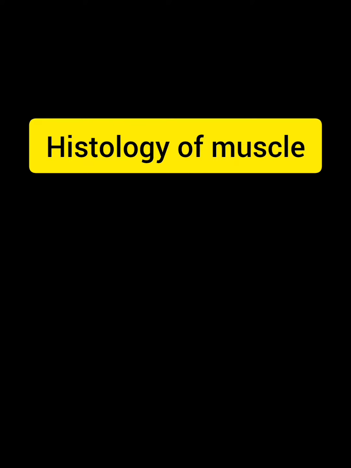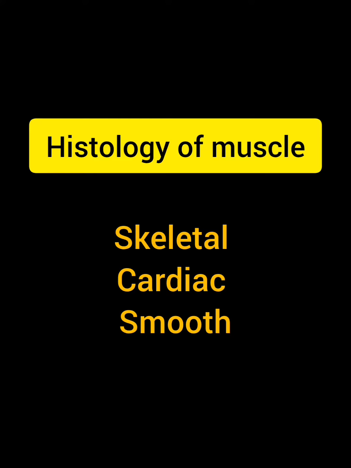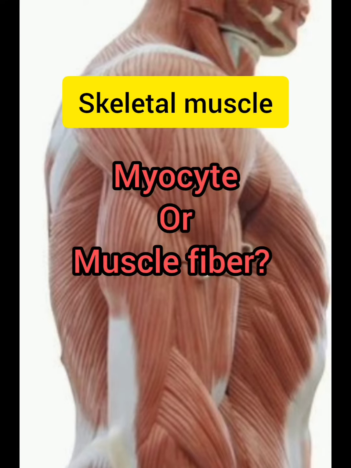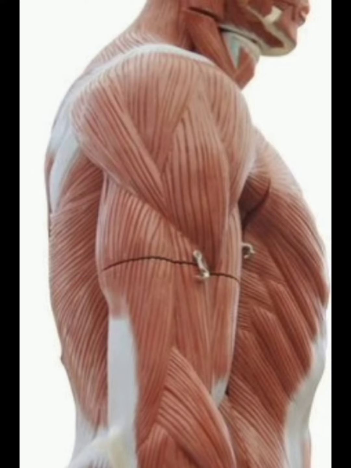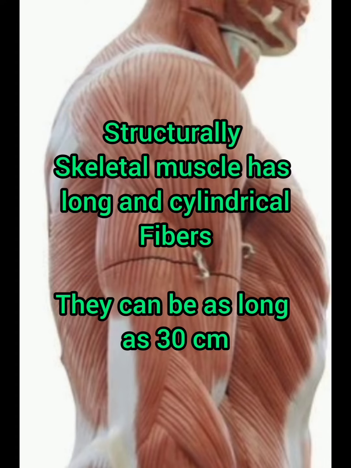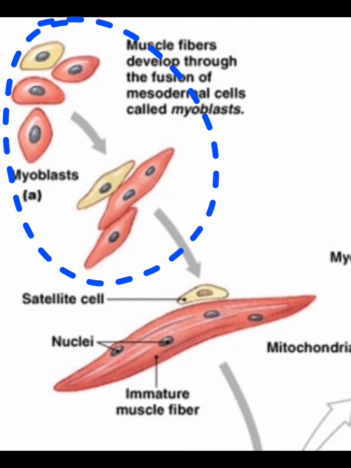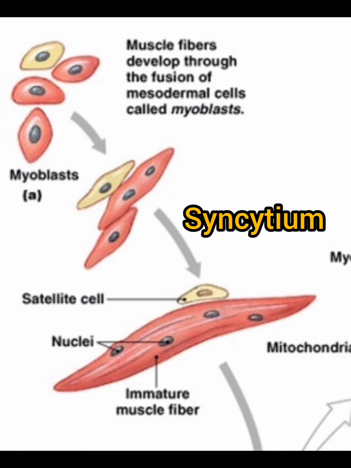In this section, we will look at histology of skeletal muscle, cardiac muscle, and smooth muscle. Skeletal muscle is in the form of myocyte or muscle fiber. Structurally, skeletal muscles have long cylindrical fibers. They can be as long as 30 centimeters. In reality, it is made up of many myocytes. It is called syncytium of myocytes.